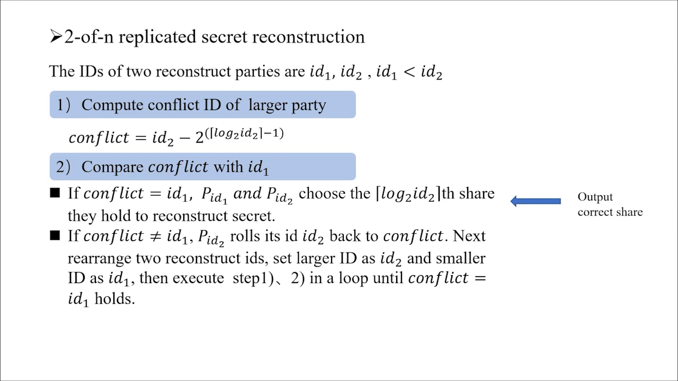Next, rearrange the reconstruct IDs. Set the larger ID as ID2 and the smaller ID as ID1. Then execute step 1 and step 2 in a loop until the condition that conflict equals ID1 holds.